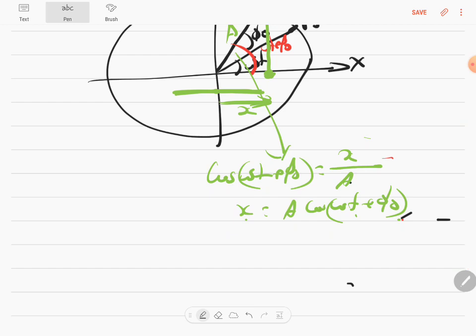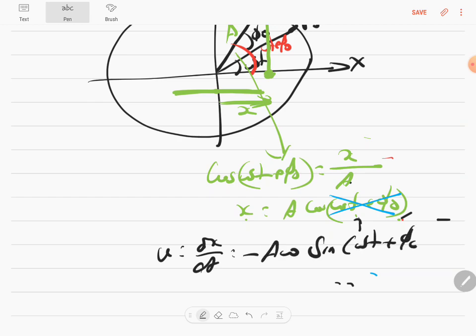Now, if you differentiate this, we'll get velocity. v is equal to dx by dt. And I told you the derivative of cos of anything is minus sin. Then you have to differentiate the inner part of it. So it will become minus A omega sin(omega t plus phi naught).